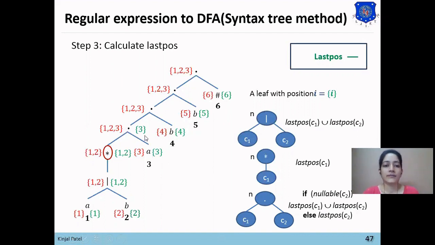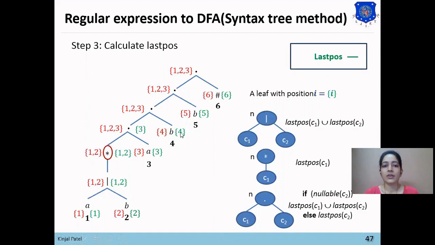So for the first dot, here you can see the first dot has a second child A. A is not nullable, as in this string A is a must. So A is not nullable. We will perform the else part, which is last position of C2. And last position of C2 is 3. So 3 will be added in the last position of the first dot.